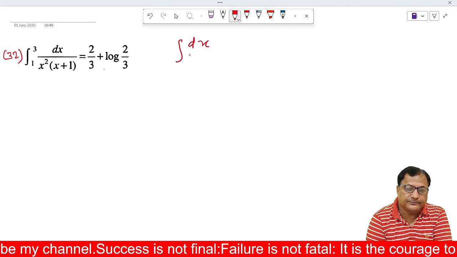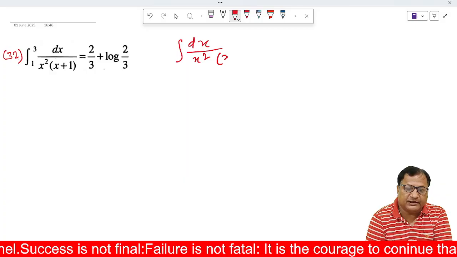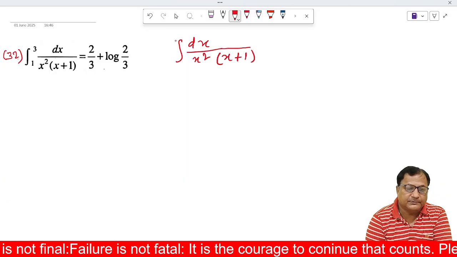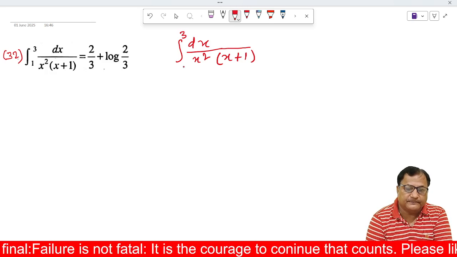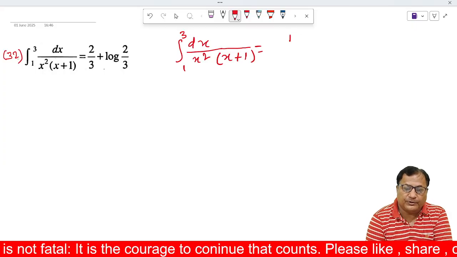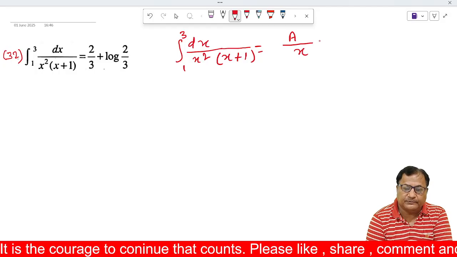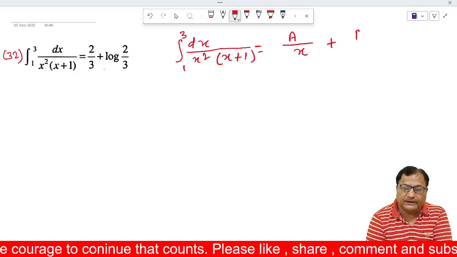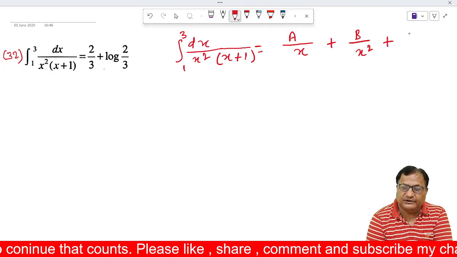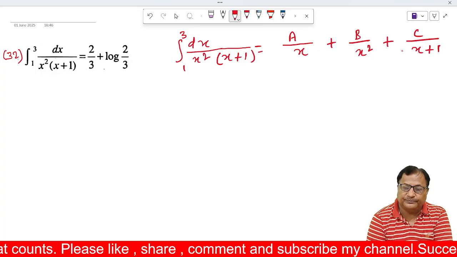integral of dx by x square into x plus 1, from 1 to 3, is equal to A by x plus B by x square plus C by x plus 1.